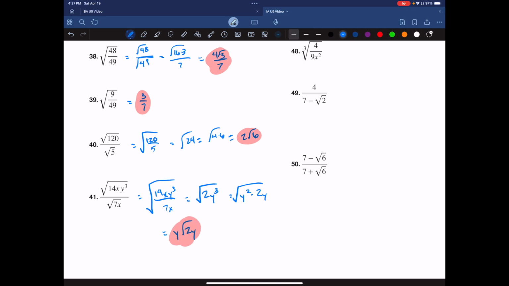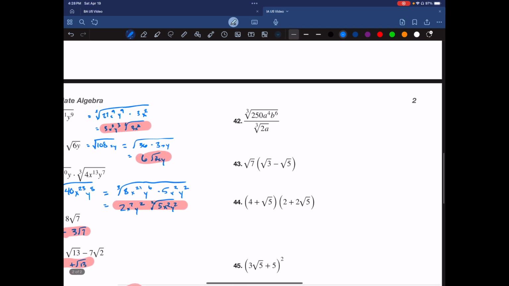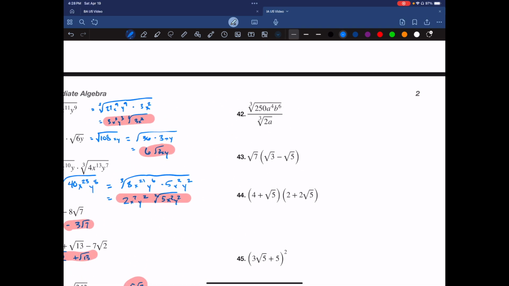Okay. On 42, once again, I'm going to put these together. So I get the cube root of 250 a to the fourth, a to the sixth, 2a. And that's going to give me 125a cubed, b to the sixth. Well, when I take the cube root of that, every bit of that is a cube root. So this is going to be 5ab squared.